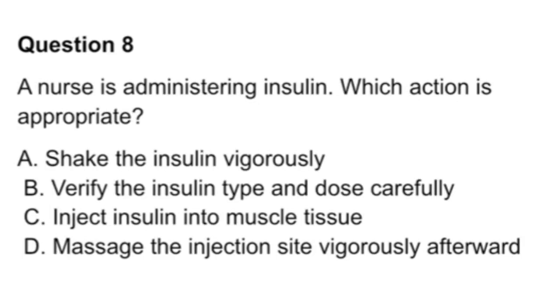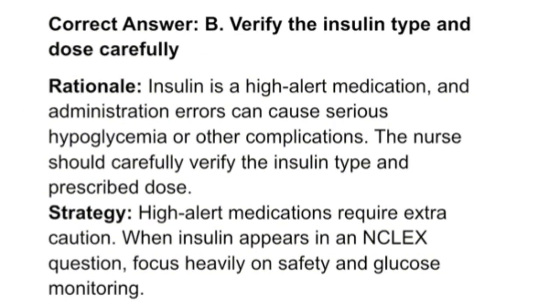Question 8. A nurse is administering insulin. Which action is appropriate? A. Shake the insulin vigorously. B. Verify the insulin type and dose carefully. C. Inject insulin into muscle tissue. D. Massage the injection site vigorously afterward. Correct answer: B. Verify the insulin type and dose carefully. Rationale: insulin is a high-alert medication, and administration errors can cause serious hypoglycemia or other complications.